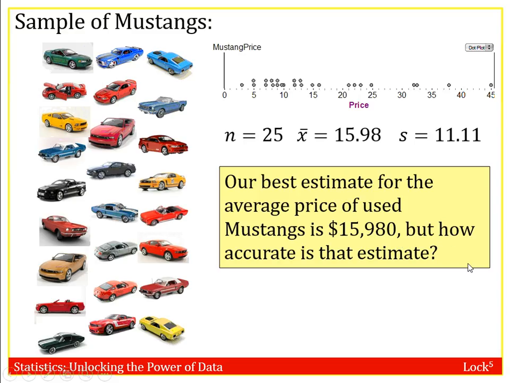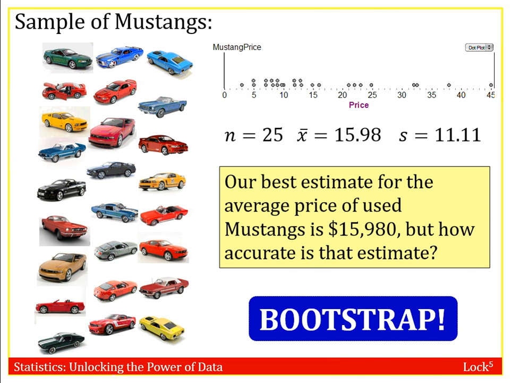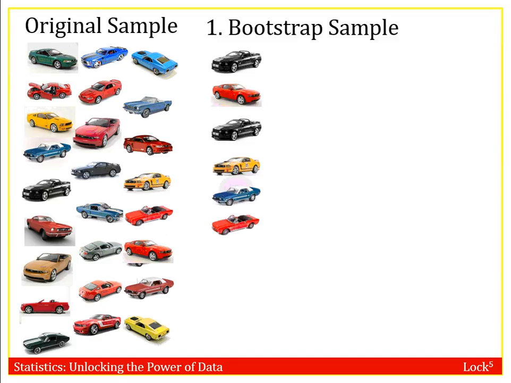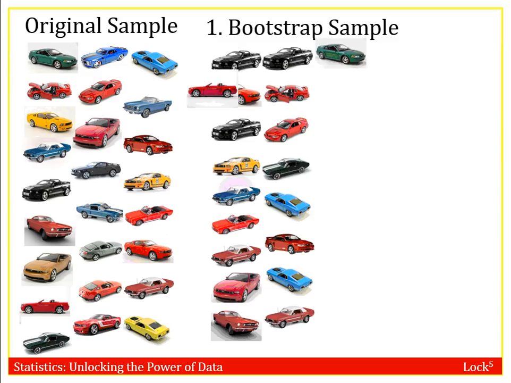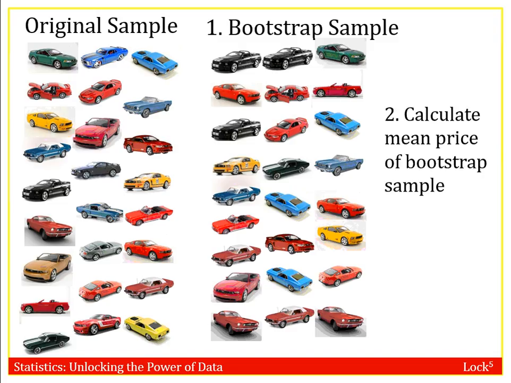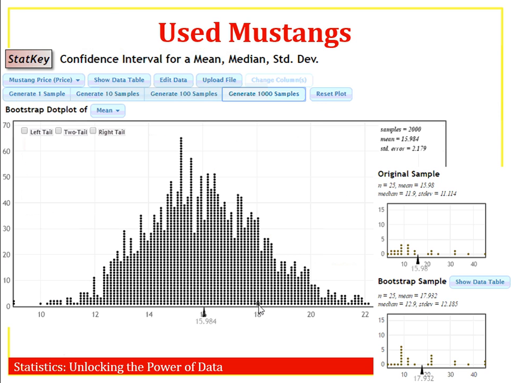But the question is, how accurate is that estimate? So we'll use our bootstrap. So here's our original sample. We could do a bootstrap, and it might look something like this. We get the mean of that from our bootstrap. We do the mean of this bootstrap right here. And basically we want to repeat that many, many, many times. For the most part, that can be done on StatKey, which we'll demonstrate in another video.